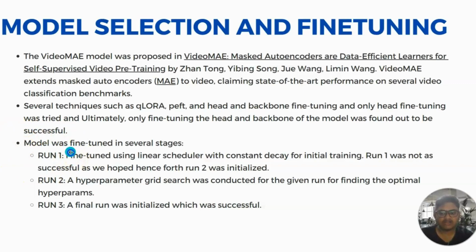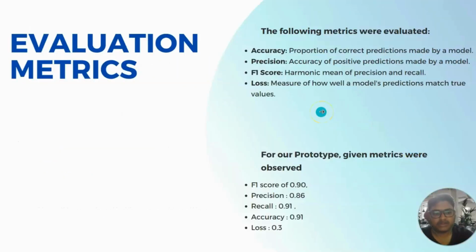In first run, we fine-tuned the linear scheduler with constant decay for initial training, but it was not as successful, for which we moved forward to run 2. In second run, we did a hyperparameter grid search to find the optimal hyperparameters, and in run 3, we did some configurations with LR scheduler, and we obtained some better results. Now the evaluation metrics that we have looked upon are accuracy, precision, F1 score, loss.